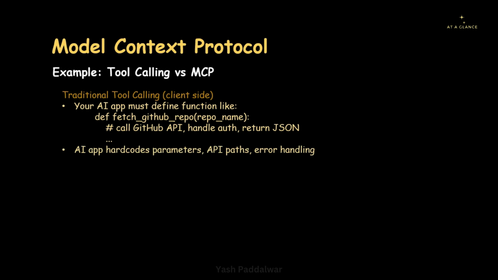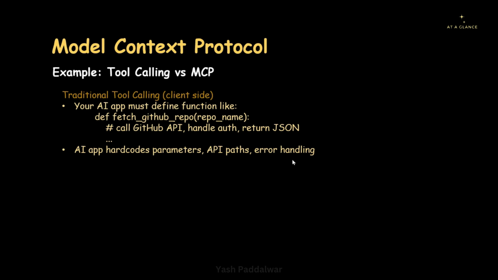So basically, your AI app will hard code the parameters, API paths, and the error handling. Now, why I have used this particular word hard code? Let's say GitHub introduced their API long back that they will accept this particular repo name, and based on this repo name, they will provide you the entire repo content. And accordingly, you define this particular function, that the GitHub repo wants this particular repo name, and they will simply return the repo content. That is how you define this particular function.